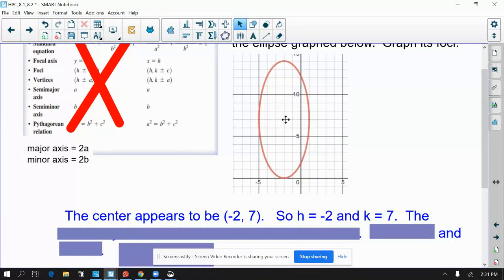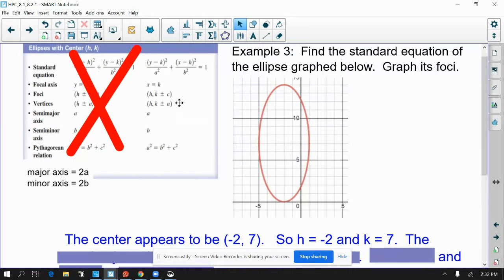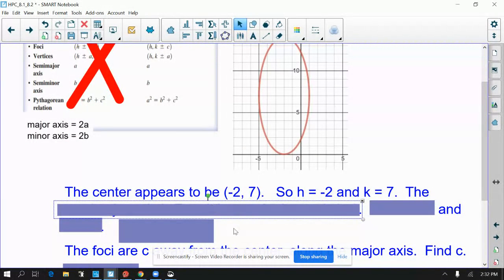From this center point, how far am I from each edge? Well, the minor axis is 6 wide. So from the center, I go 3 to the left and 3 to the right. That tells me B. And from the center along the major axis, how far up do I have to go? 1, 2, 3, 4, 5, 6, 7. So I go up 7 and down 7. So the major axis is 14 long. But the major axis is 2 times A, so that means A is 7, which means A squared is 49.